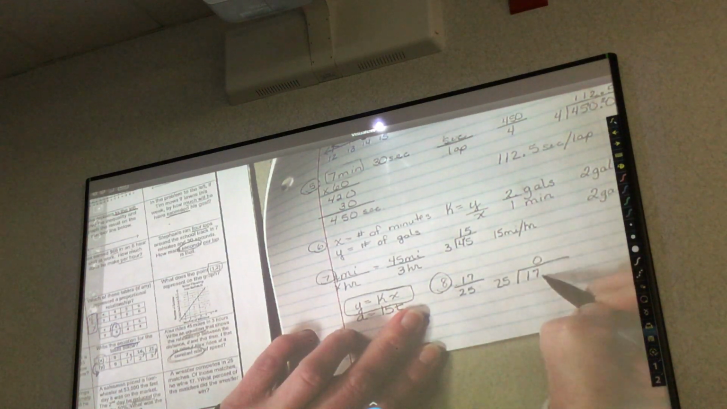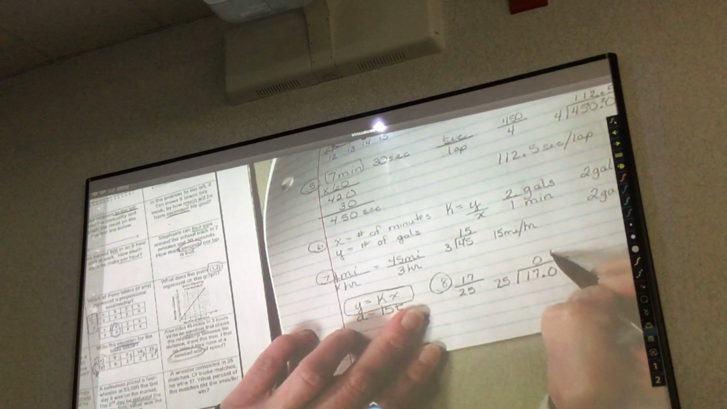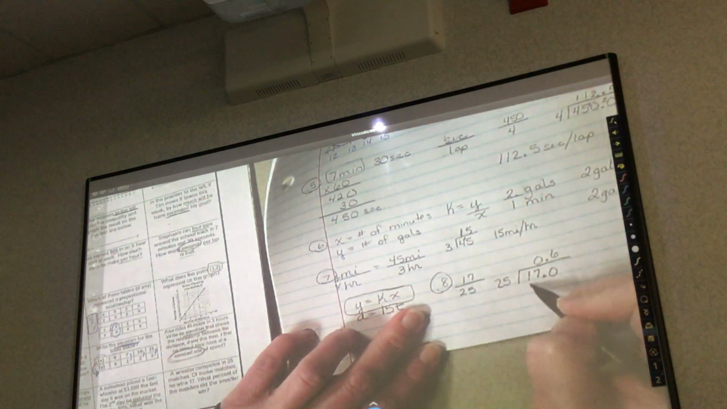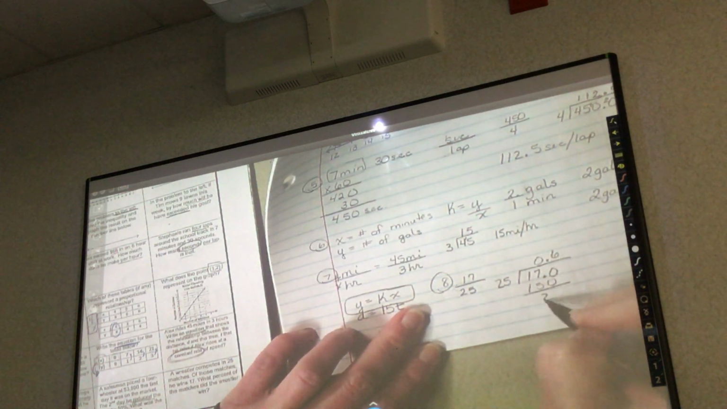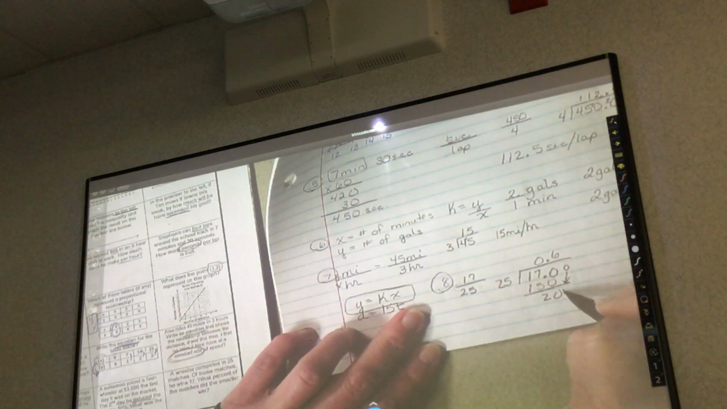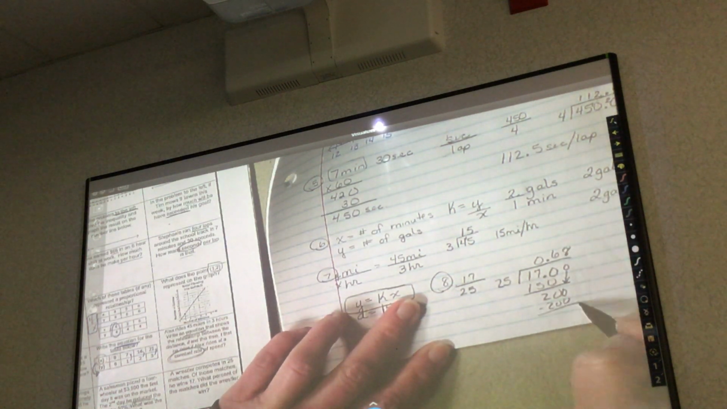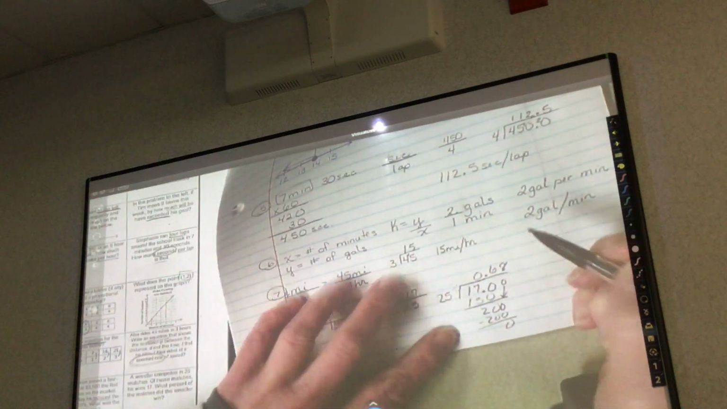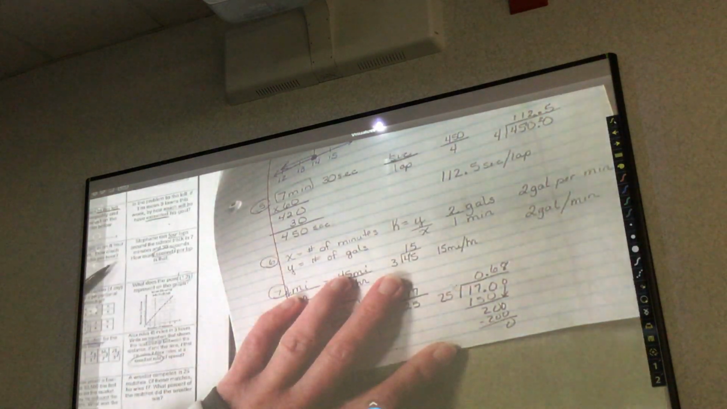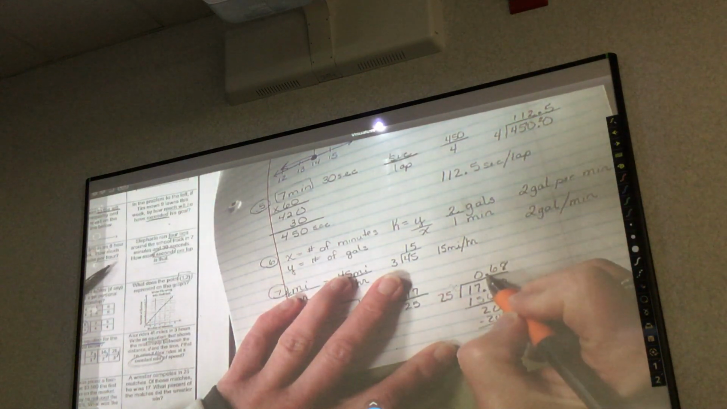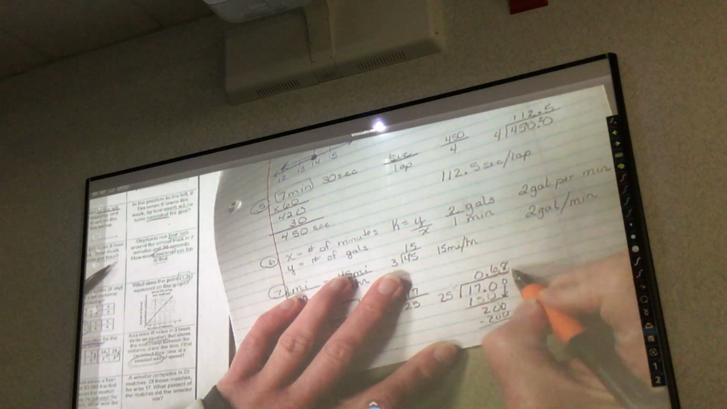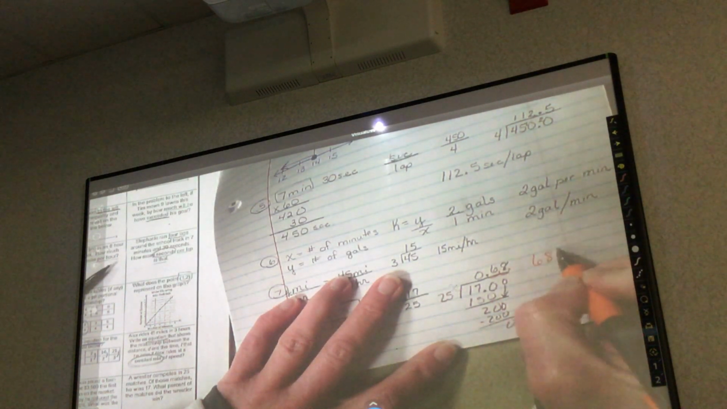0 goes in there 6, 50, another 0 goes in there 8 times. So now I have a decimal of 0.68, but now I need to change it to a percent. So changing it to percent, you move it 2 places to the right, and I get 68%.